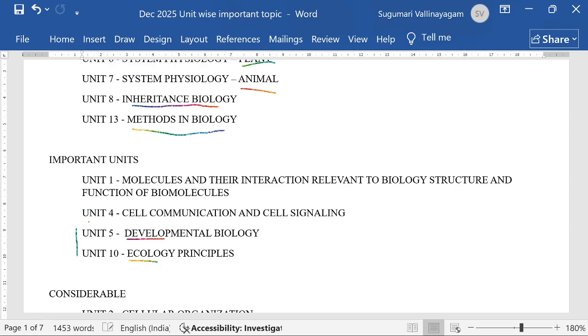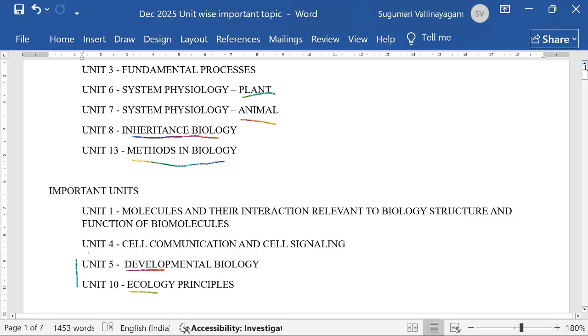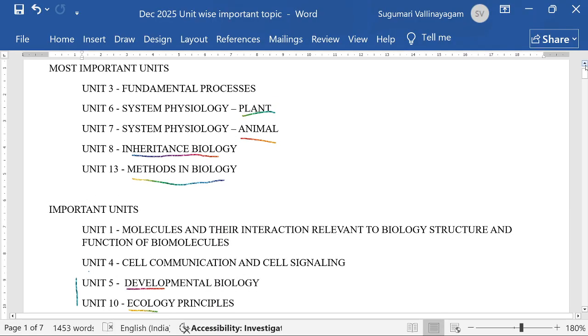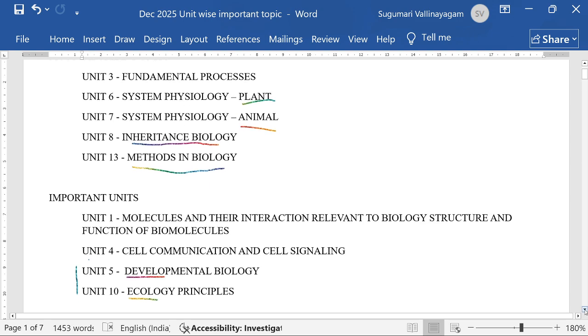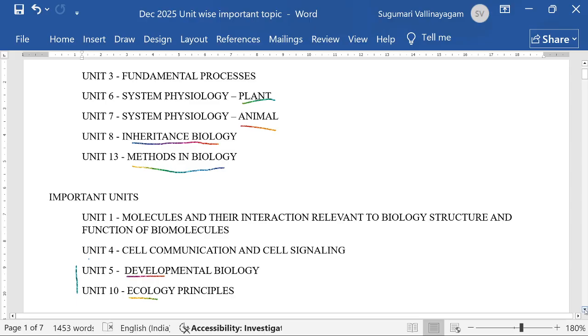So this first 5 and next 4 have the most important values whenever you are studying at the last minute. If you have already started, it's not an issue. But if you are freshly starting preparation within this 1 month, then first focus on these first 5 units: unit 3, unit 6, unit 7, unit 8, unit 13. We can't cover the whole topic, right? So if you focus on a few important topics, then you can easily score more marks.